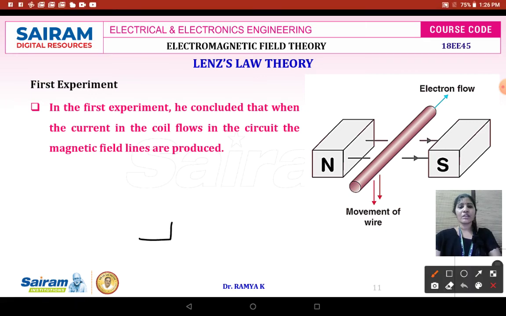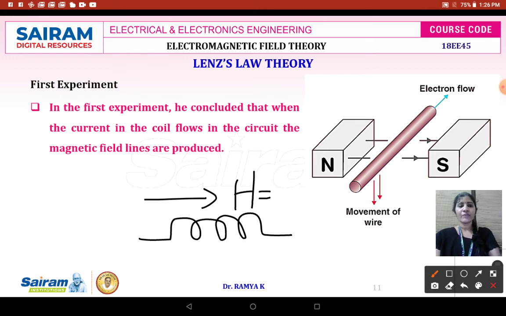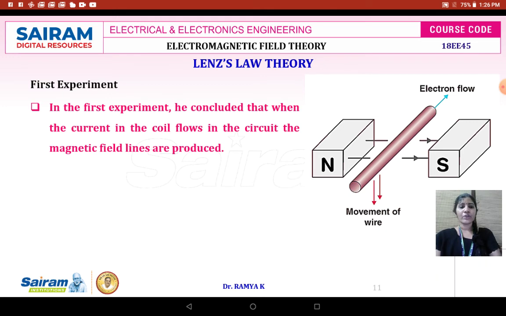It is just like a coil. When you pass a current through this coil, it is going to store energy in the form of a magnetic field, which is given as Ni divided by L. So your first experiment is something dealing about the magnetic field or the magnetic energy stored in the conductor.